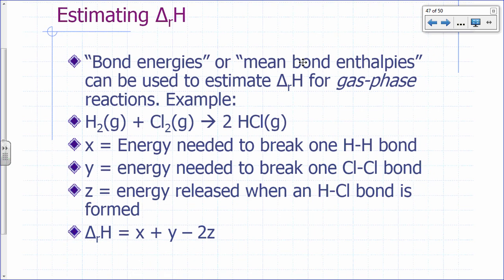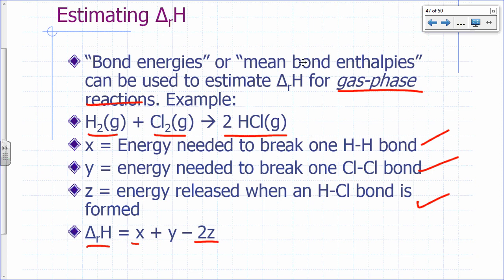Bond energies or mean bond enthalpies can be used to estimate delta H of reaction for gas phase reactions. For example, H2 plus Cl2 gas gives you 2 HCl gas. You can calculate the energy needed to break one H-H bond, X, and the bond dissociation energy to break one Cl-Cl bond, Y, which you can look up. If you define Z as the energy released when an HCl bond is formed, then delta H for this reaction is just X plus Y minus 2Z.